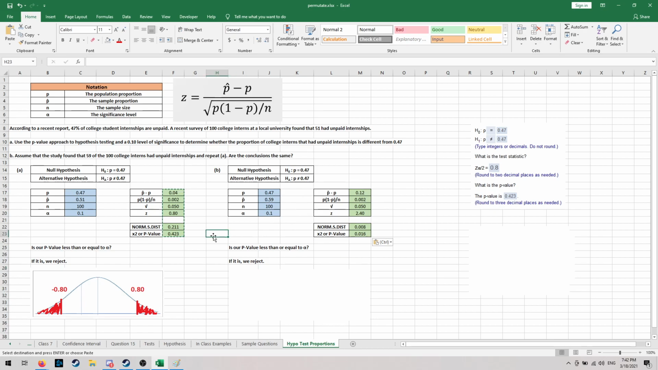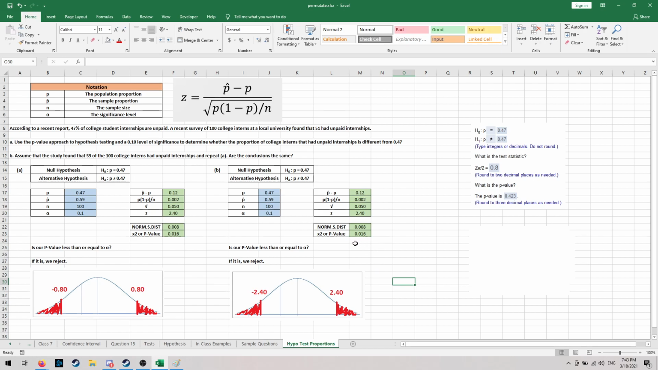And if you wanted to, what you could have done once you had this set up is you could just have changed this to 59, and it would give you the same answers over here. And this is going to be kind of the same thing. So we have 240, and we're going to find this area under the curve. Multiplied by 2, it's going to give us 0.016.